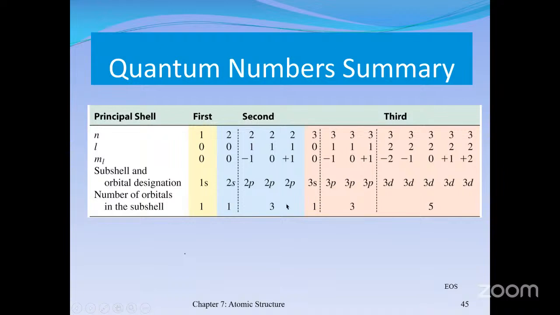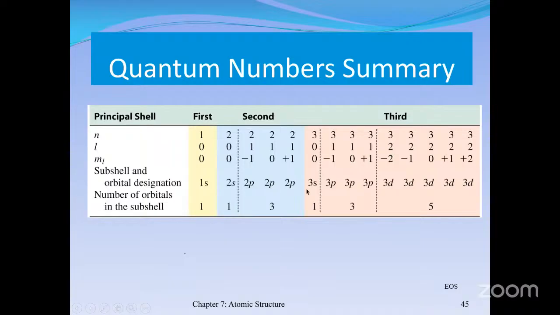And then, as you can imagine, it becomes more complex when you move to higher shells. So in the case of N equal 3, the third shell, you have these possibilities where, in this case, L is equal to 0. In this case, L is equal to 1. In this case, L is equal to 2. In the case where L is equal to 0, there's only 1 ml value. In the case of L equals 1, there are 3 ml values. And in the case of L equal to 2, you have 5 ml values.